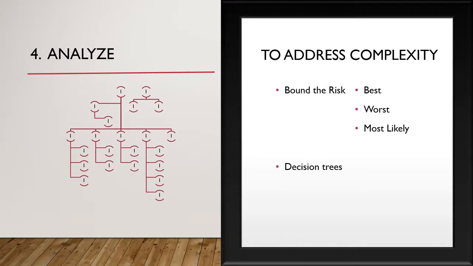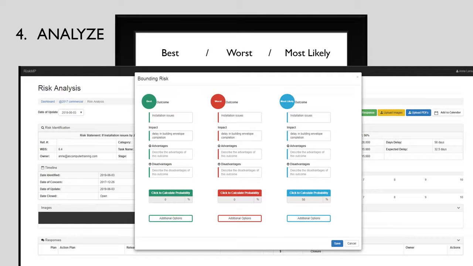Now, for the more complex and harder to define risk events, we want to do a more in-depth analysis. Consider using a tool such as bounding the risk. In this case, we look at the risk and we identify all the possible scenarios, all the eventualities. We identify the best possible outcome, the one that you hope will happen, the worst case scenario, the catastrophic but also probably most unlikely version of events, and then we identify what's most likely to happen.